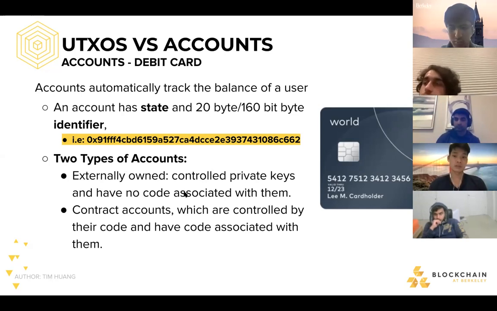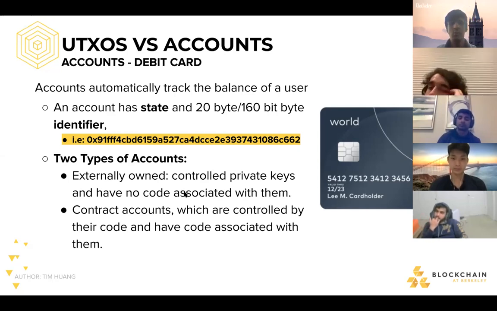And there are two types of accounts. There are externally owned accounts, which are like the users, the people in Ethereum who have their own private keys and have no code associated with them. But then there are also contract accounts, which are smart contracts. Those are controlled by the code that is in the smart contract. So you can actually send Ether to a smart contract. And that concept drives the entire Ethereum ecosystem.